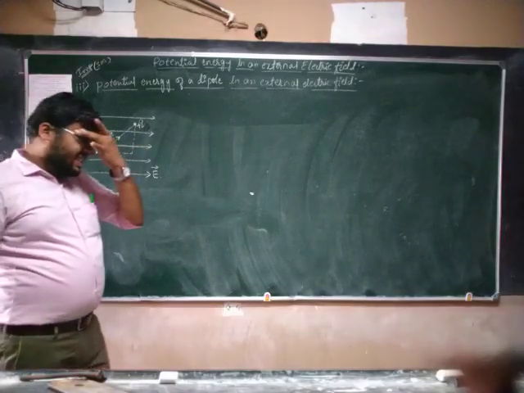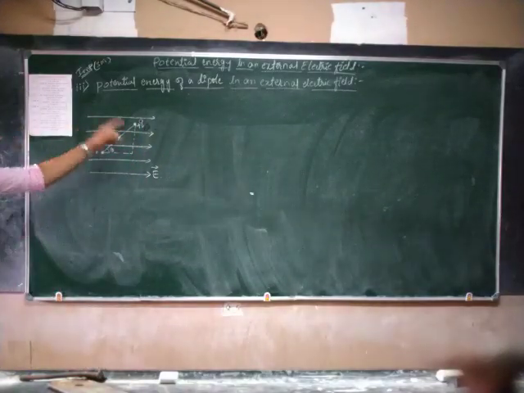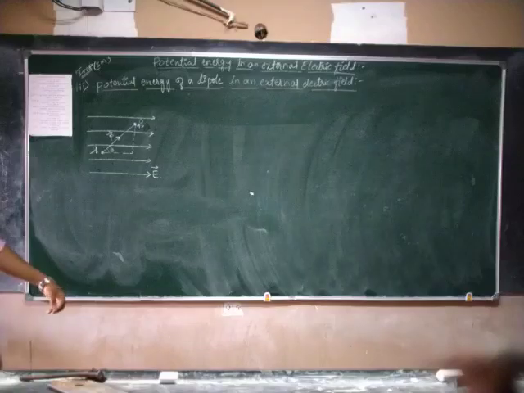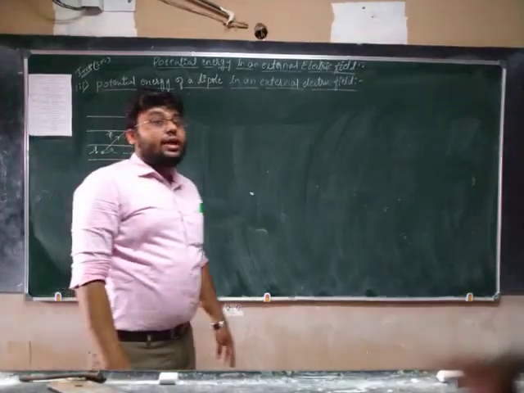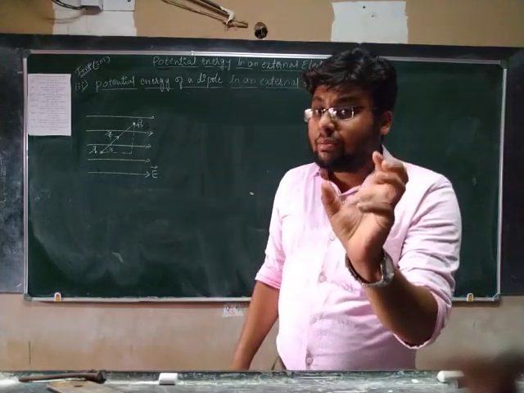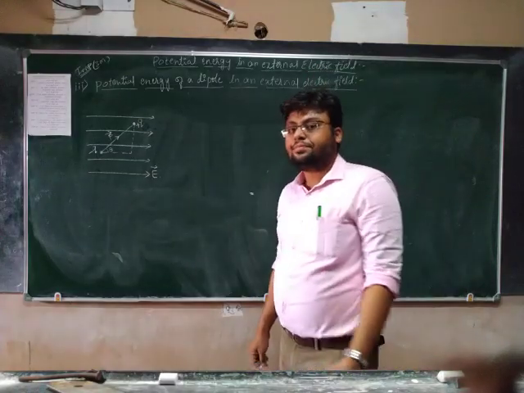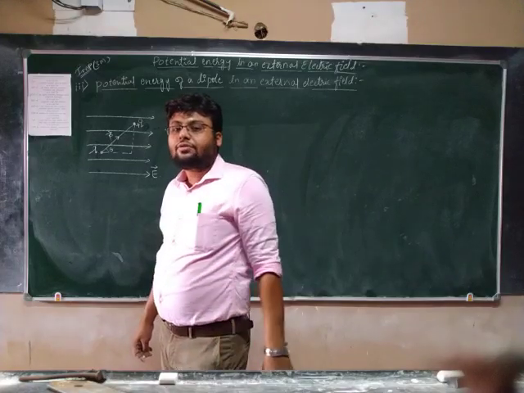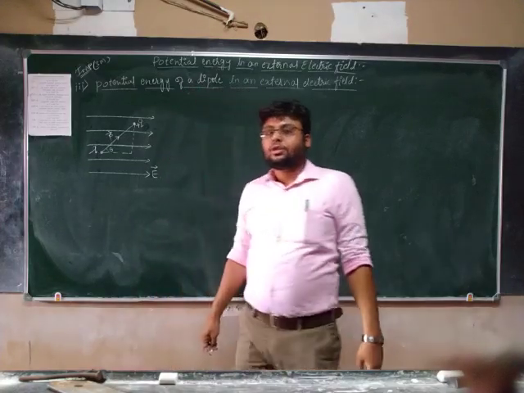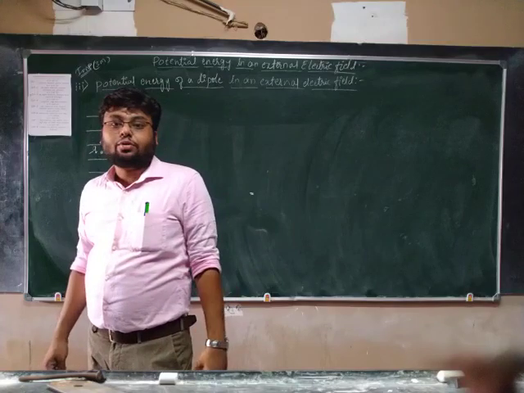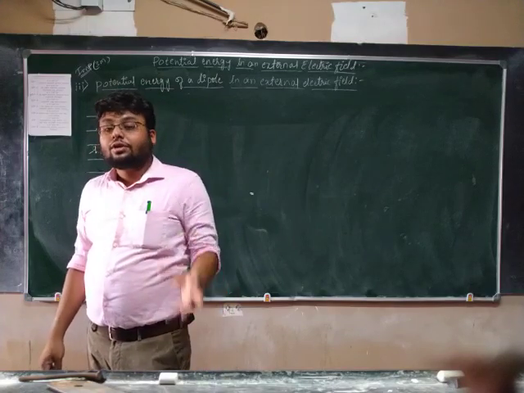So already this diagram we have studied in previous classes, that is, in the first chapter, the torque acting on an electric dipole. If you remember, we have considered an electric dipole kept in a uniform electric field. There, at the charges, two equal and opposite forces were acting. Those forces, or the couple, are responsible for the rotation of that electric dipole, and that couple of forces is called torque, right?